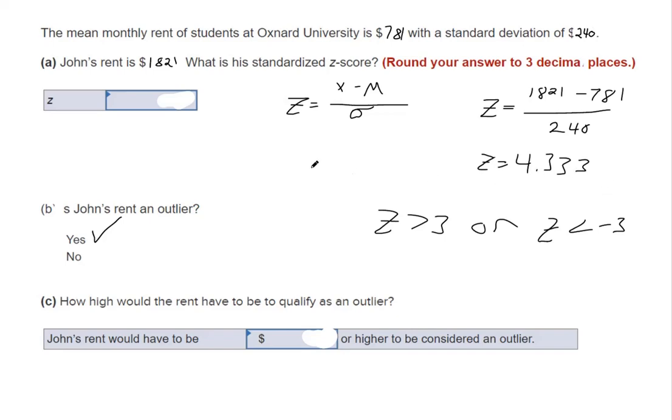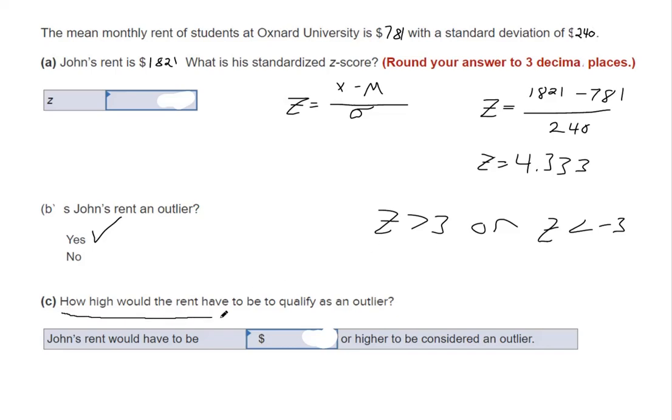So if your z-score is 0, that means your value and the mean are the same thing. If your value is really far from the mean, then your z-score is going to be huge. So his rent is much bigger than the average, right? That's why he got such a big z-score. And the z-score is big enough because it's greater than 3.